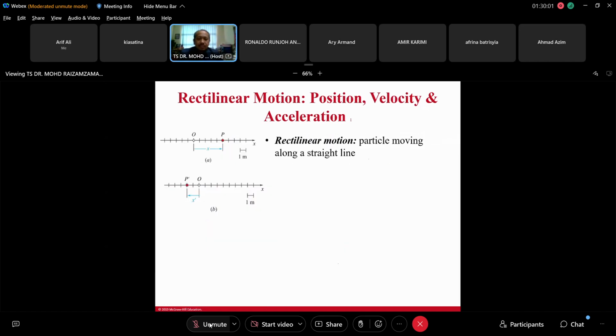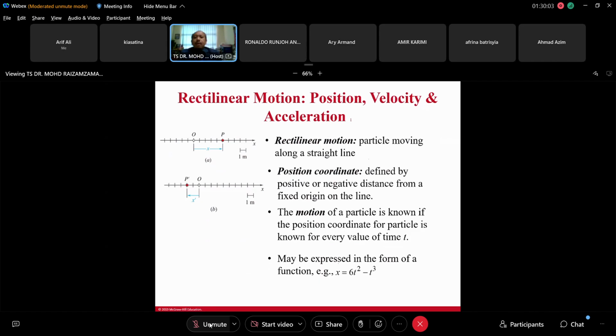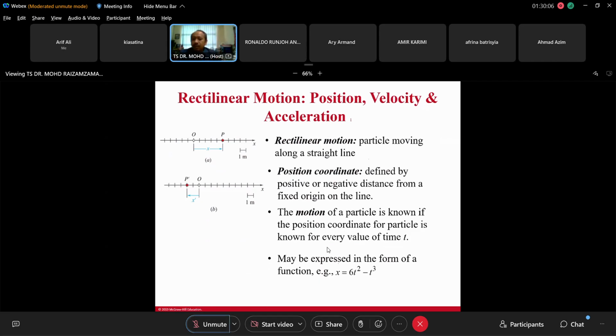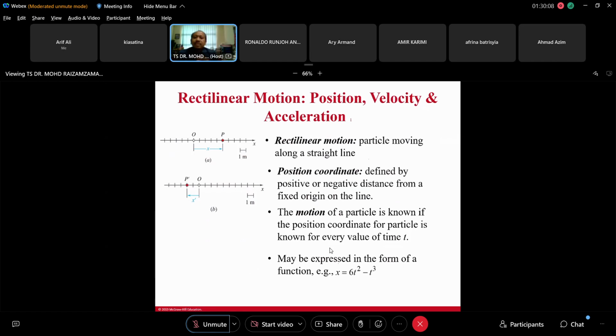So class, remember position coordinates. The distance can be positive or negative from the fixed origin. Okay, let's say from point O.